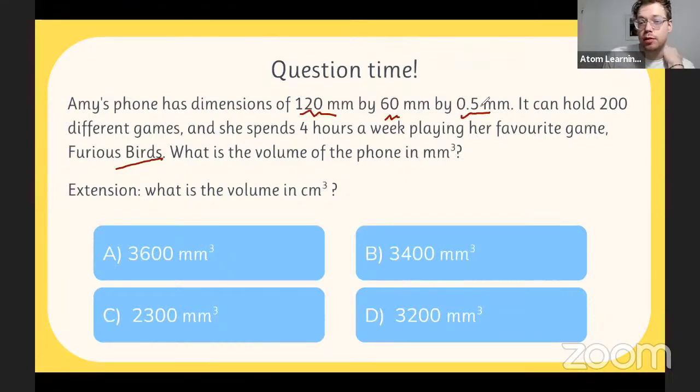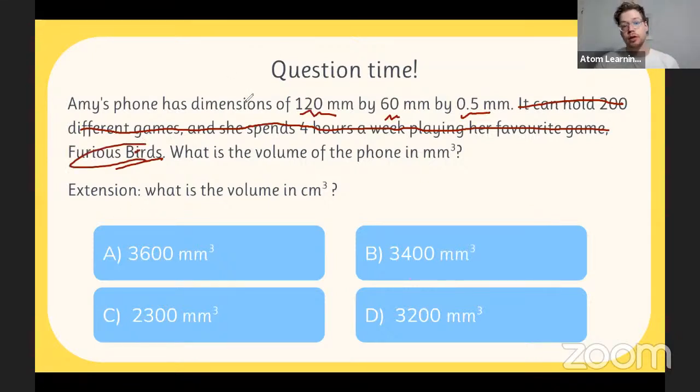What I'm going to tell you straight off the bat is this question is trying to confuse you by having extraneous, unnecessary information. We don't need to know that. A lot of wordy questions will do that and try and confuse you with auxiliary, unnecessary information. All we need to calculate the volume of the phone in millimeters cubed are the dimensions. So you just need to do 120 times by 60 times by 0.5.